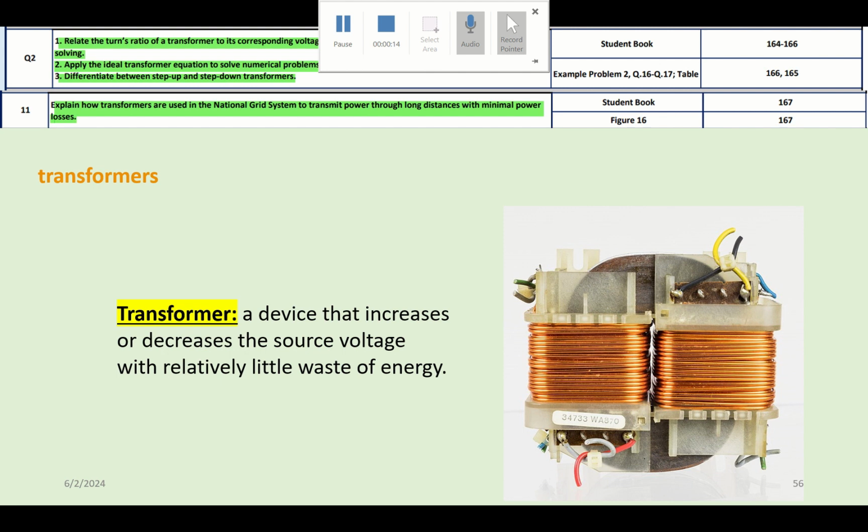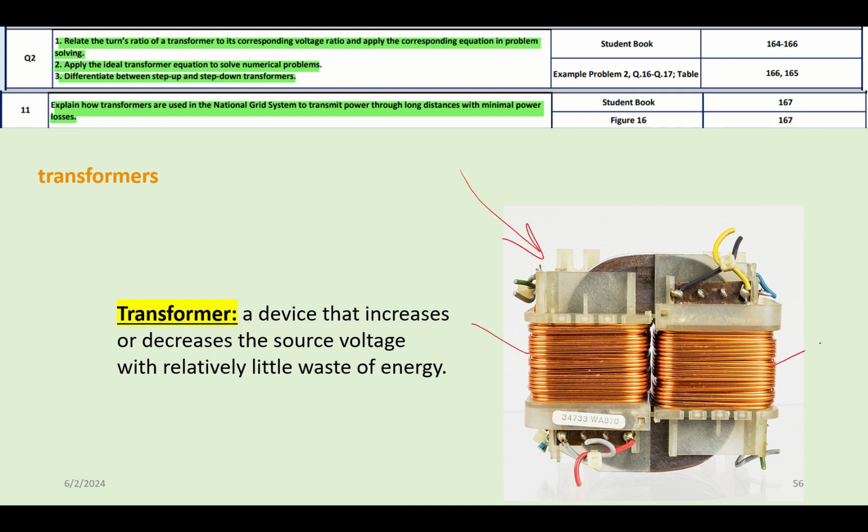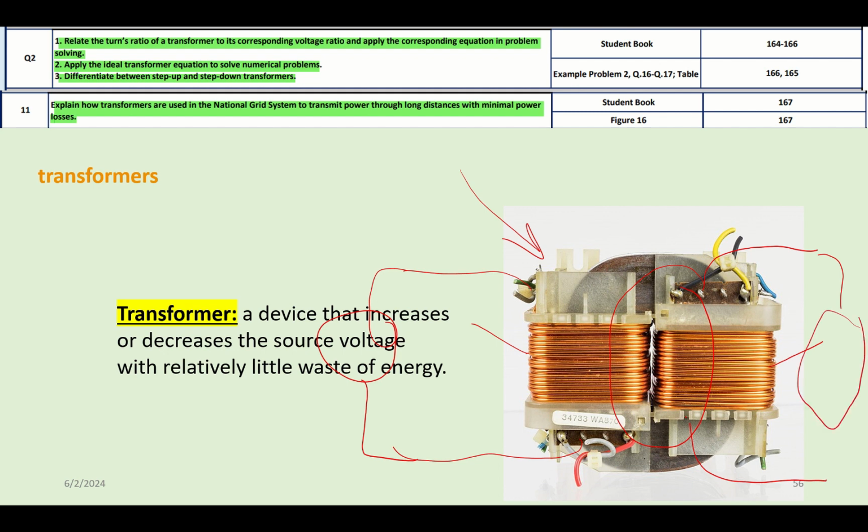Now, a transformer is a device that is used to increase or decrease the source voltage with relatively little waste of energy. And you can see a live transformer here. We have two coils and a metal core here, or an iron core. One of the coils would be connected to the source of voltage, like the generator or any source of AC voltage, and the other coil is connected to a device like houses or any electrical devices that need power.